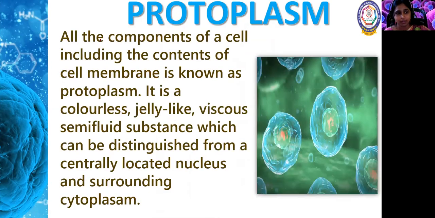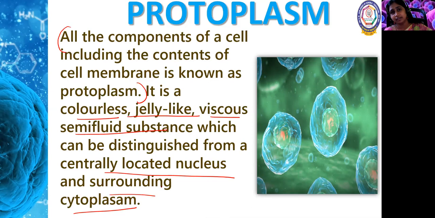Next, protoplasm. You may have confusion between cytoplasm and protoplasm. Just observe and make a note about their difference. All the components of a cell, including the content of the cell membrane, are known as protoplasm. It is also jelly-like, colorless, viscous, semi-fluid in nature, same as cytoplasm, but it can be distinguished from a centrally located nucleus and surrounding cytoplasm. We can differentiate this one. So this is protoplasm and the other one is the cytoplasm. Okay.